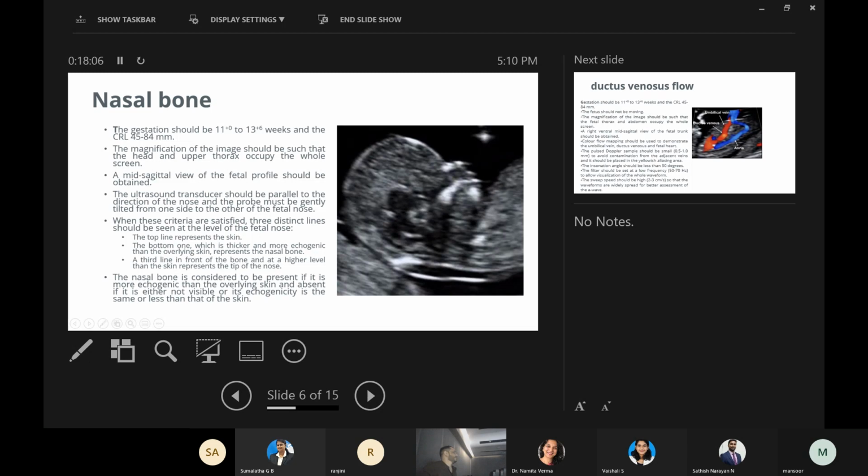But when the patient came for anomaly scan, there is no nasal bone. So what was the mistake? They took these things as nasal bone. You have to understand that this is the skin. This is the tip of the nose. The third echogenic line here, below the skin and tip of the nose, that is the nasal bone. So this is what we should always keep in mind. There are three echogenic lines. The third one, the deepest one, is the nasal bone.